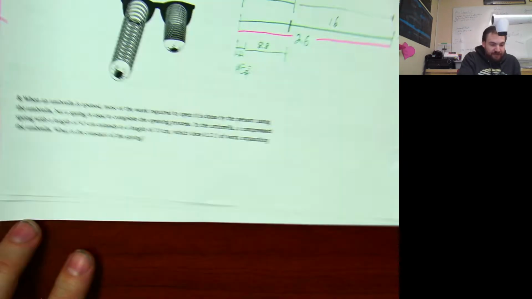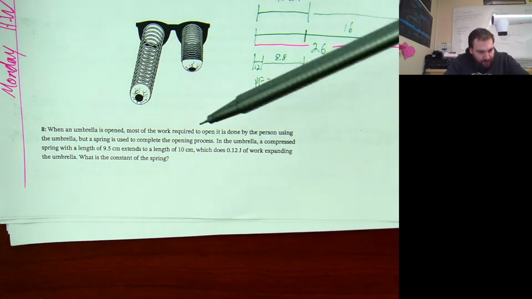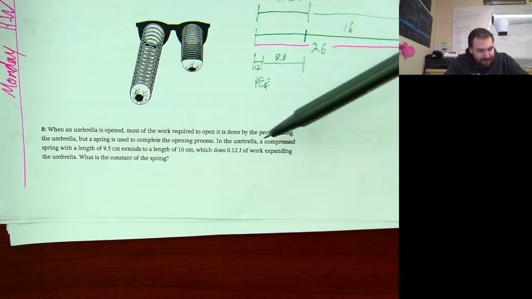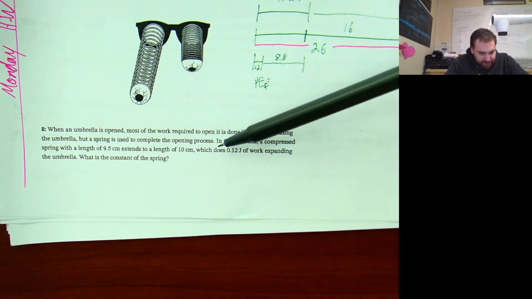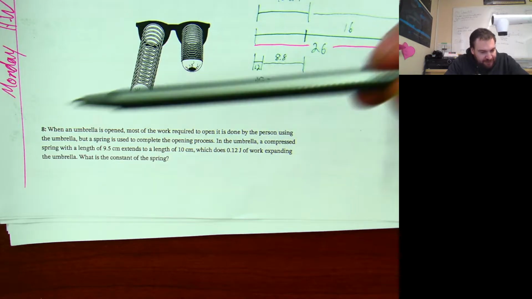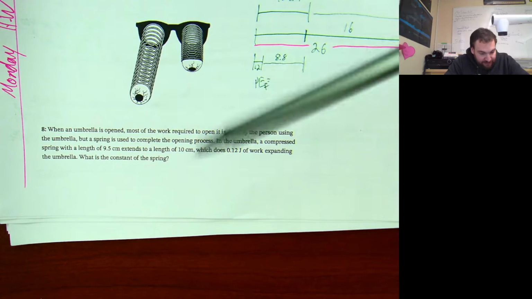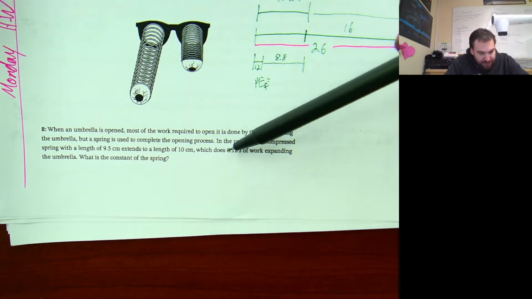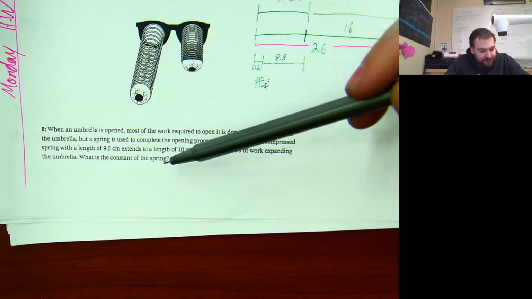Let's keep going. Okay, let's do 8. When an umbrella is opened, most of the work required to open it is done by the person using the umbrella, but a spring is used to complete the opening process. In the umbrella, a compressed spring with a length of 9.5 centimeters extends to a length of 10 centimeters, which does 0.12 joules of work expanding the umbrella. What is the constant of the spring?